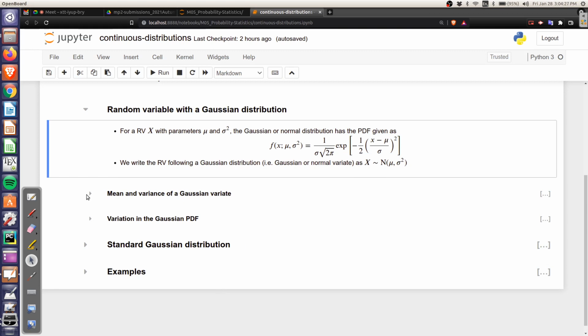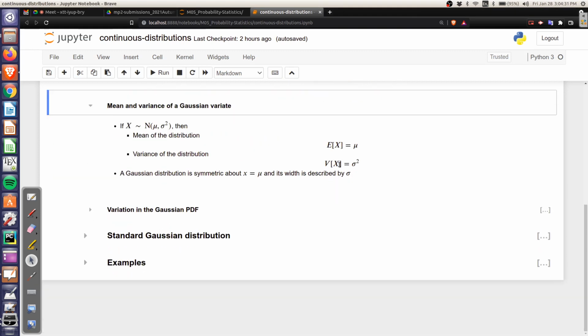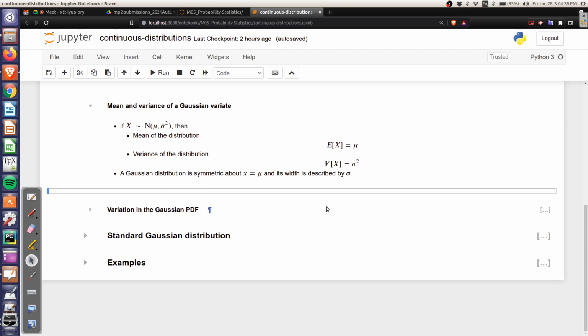Now what is the mean and the variance of a Gaussian variable? Very simple. The mean is mu and the variance is sigma squared. Now we can actually prove this, which again we'll prove in your research methodology paper. I'll show you how a Gaussian distribution looks like. There's a plot.